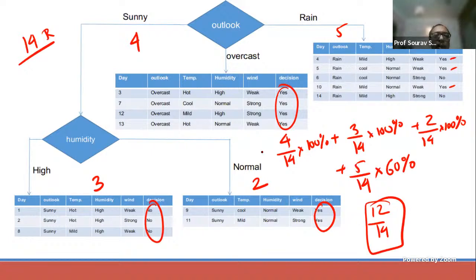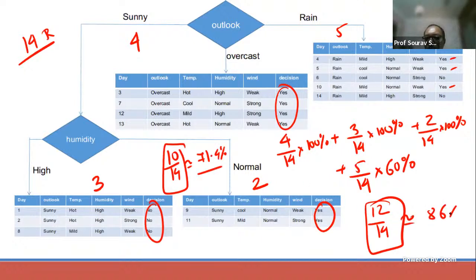So if you remember the earlier configuration, we had 10 by 14 as the accuracy, which would be something around 71.4%. And here, this will be something around 86.6%, right? So by doing this additional split, we have ensured that the prediction accuracy of this tree goes up, right?